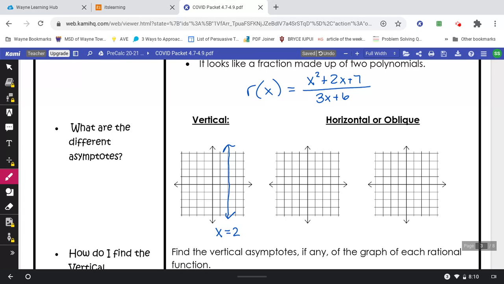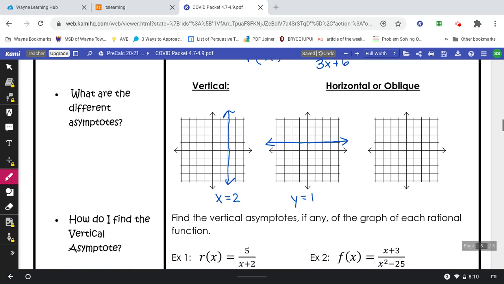Horizontal and oblique are kind of in the same category. You have horizontal, where you can go straight across. That would be an example of y equals 1. And again, I'm just putting these lines wherever right now. I don't have a problem to look at, so I'm just showing you an example of a vertical and a horizontal.